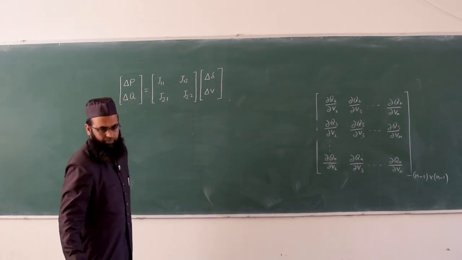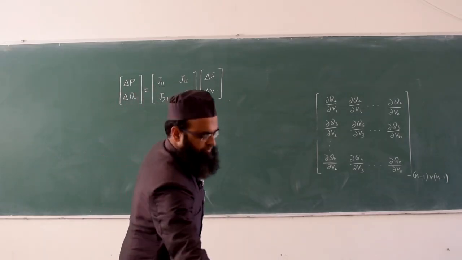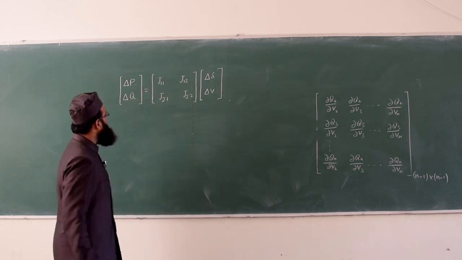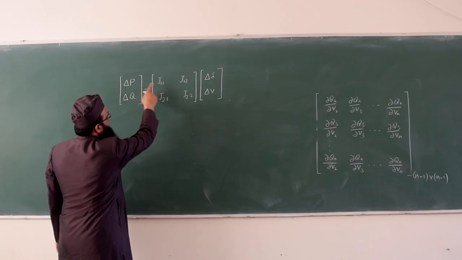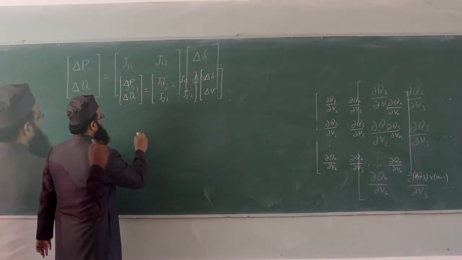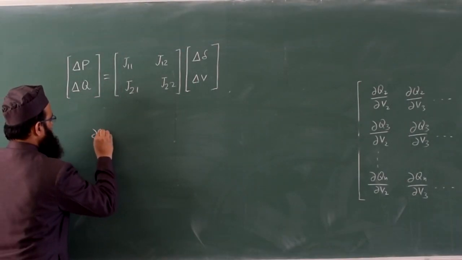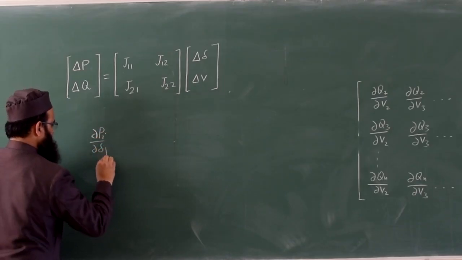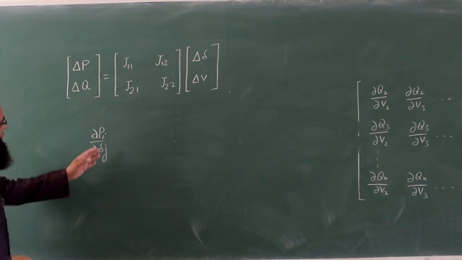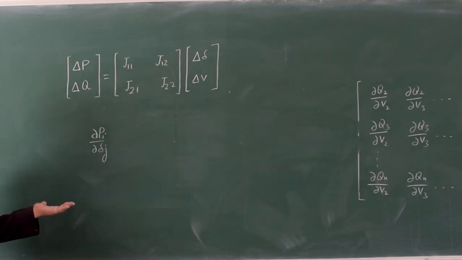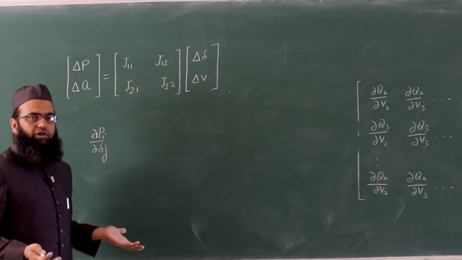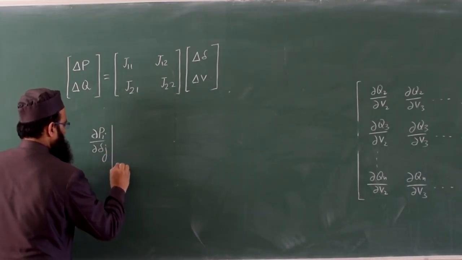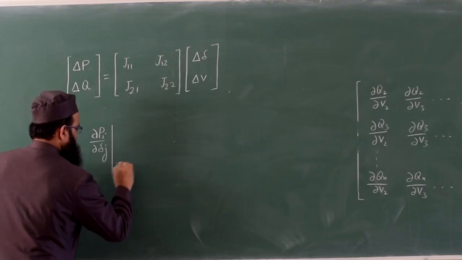So, we can have J11. J11 corresponds to del P del delta. So, in general, del Pi upon del delta j. These i and j may or may not be equal, sometimes they are equal, sometimes they may not be equal. So, consider the case when i is not equal to j.